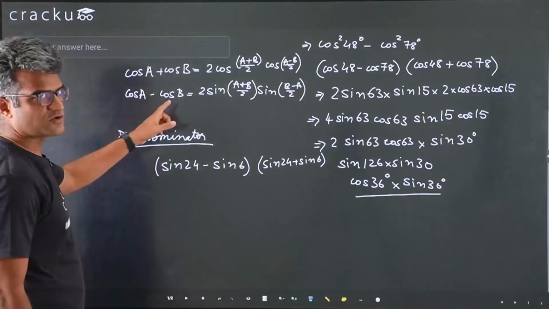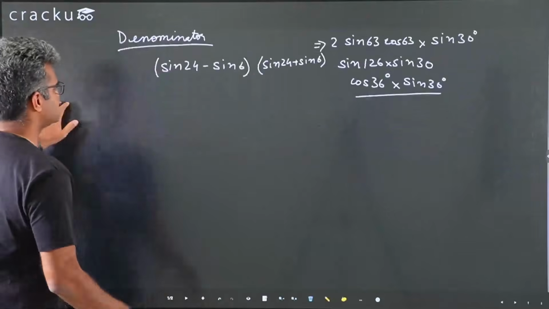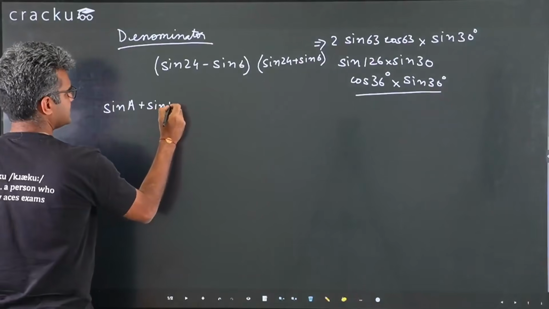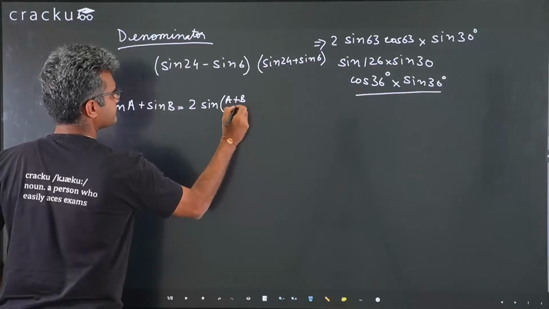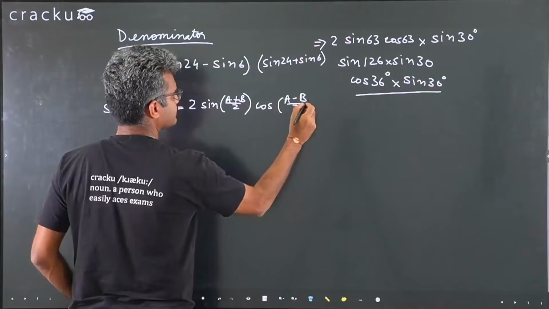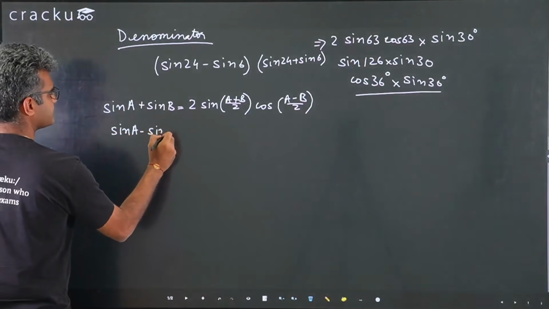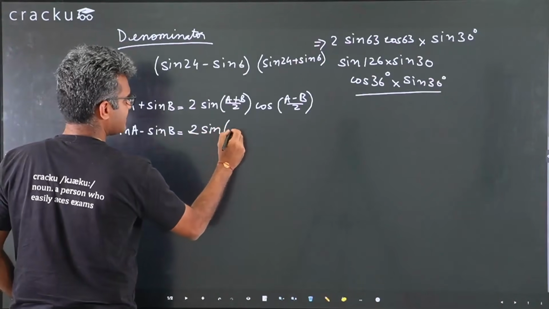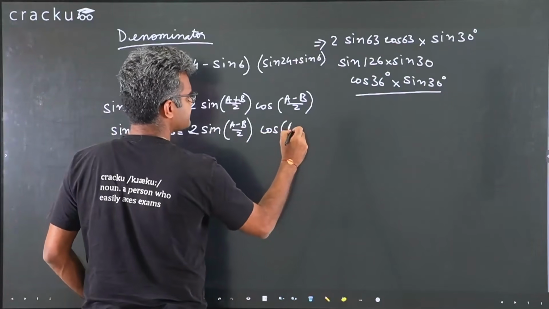Similar to cos A plus cos B and cos A minus cos B, we also have two rules for sin A plus sin B. What is the formula for sin A plus sin B? Sin A plus sin B is 2 times sin of (A plus B) by 2 into cos of (A minus B) by 2. Similarly, what is the value of sin A minus sin B? This is 2 times sin of (A minus B) by 2 into cos of (A plus B) by 2.